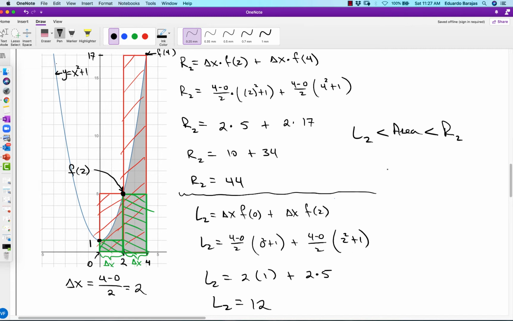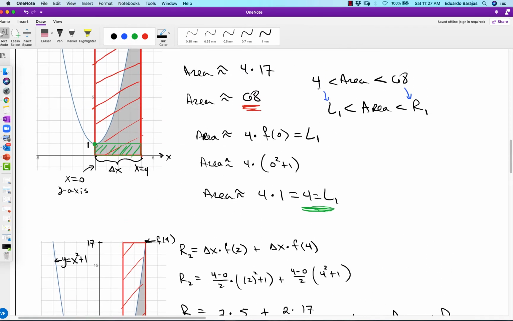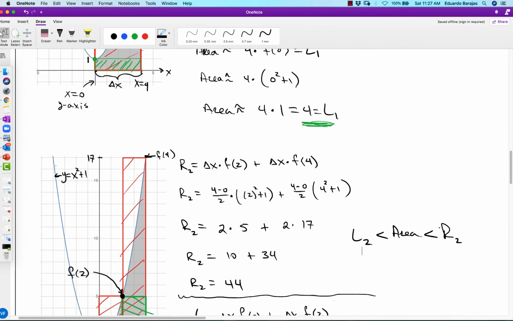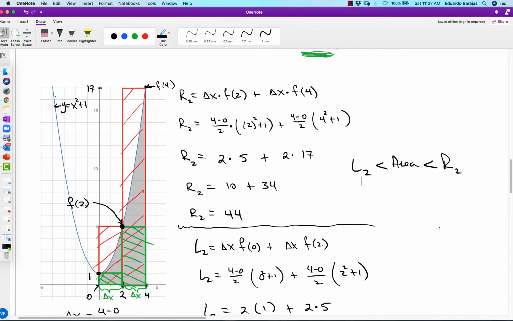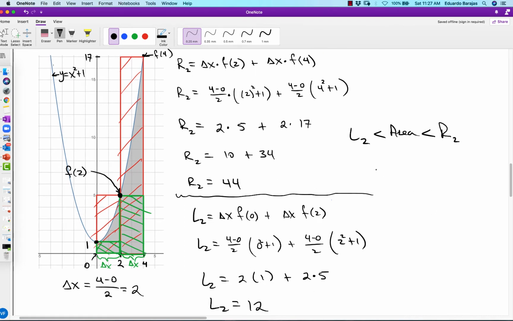But we're getting closer. Earlier, we were able to trap the area to be somewhere between 4 and 68 using L1 and R1. But now we can get an even better approximation and say that the area must be somewhere between 12 and 44. 12 less than the area less than 44. So we're squeezing in on it from both directions. And that's just with two rectangles. All right, let's get really serious about this.